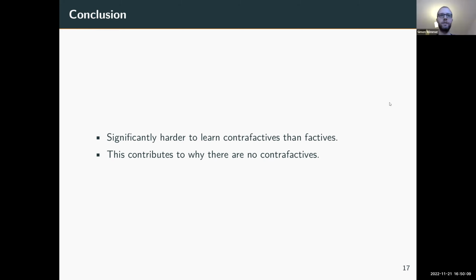So in conclusion, what we've shown with these experiments is that it is significantly harder for our neural network to learn contrafactives than factives. We don't take this to be the explanation of why there are no contrafactives. It's at best only part of the explanation, but we think it is indeed part of the explanation of why there is this asymmetry between factives and contrafactives, why factives are so common, whereas contrafactives are nowhere to be seen.